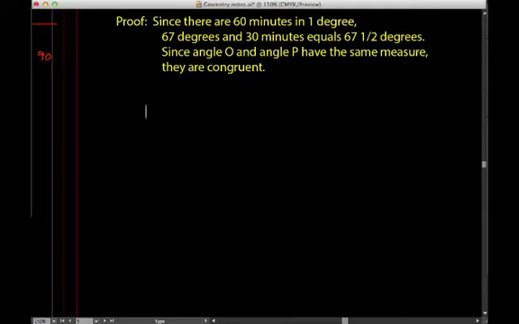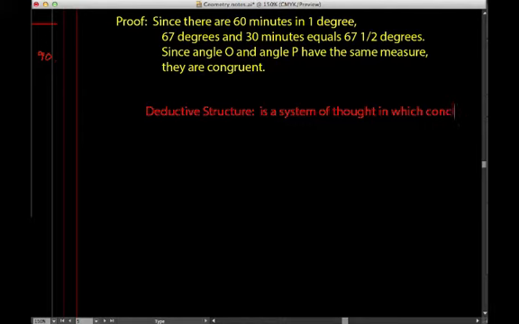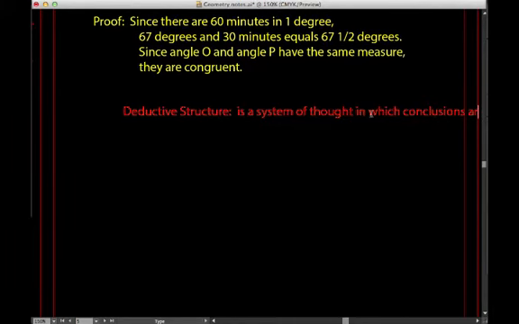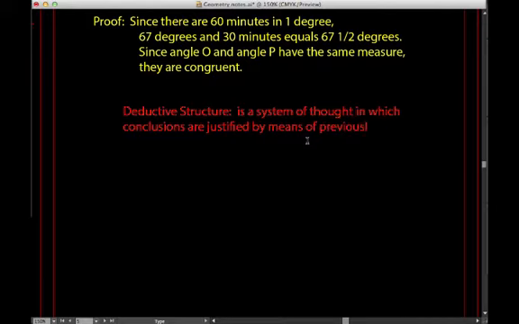So let's actually write that out. So we have this deductive structure of geometry, which is a system of thought in which conclusions, let's take this down, which conclusions are justified by means of previously assumed or proved statements.